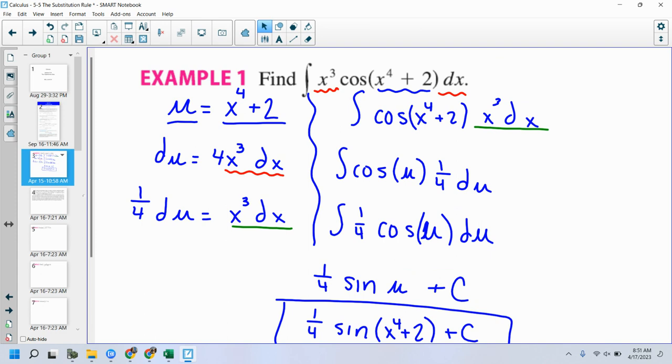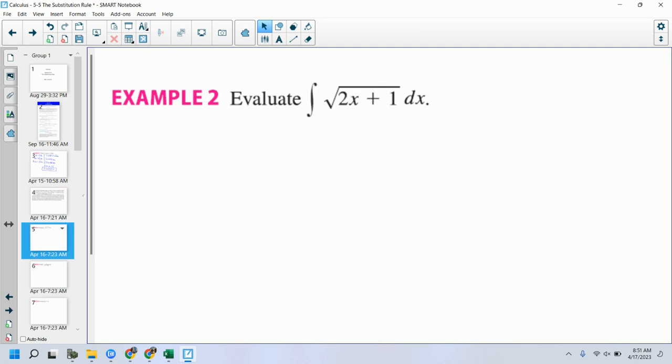That whole integral evaluates to be 1/4 sine x to the fourth plus 2 plus c. Kind of cool, right? But it was a very specific case. Like, if there had not been this x to the third outside, I'm out of luck, right? That x to the third needed to be there. If that had even been an x squared, I'm out of luck. Got to do something else, okay?